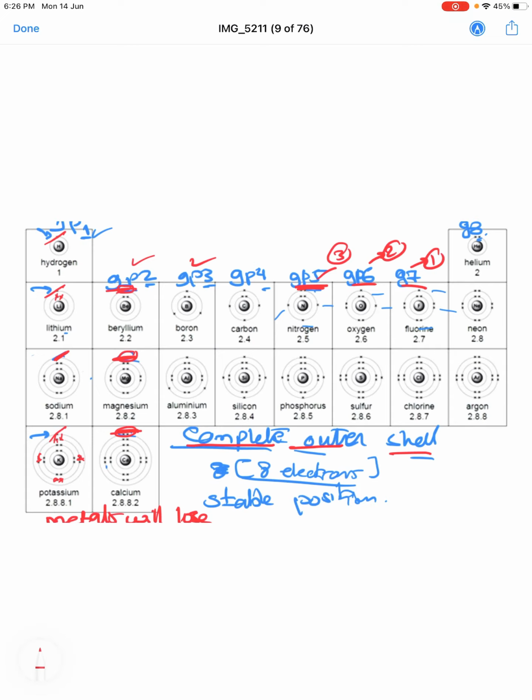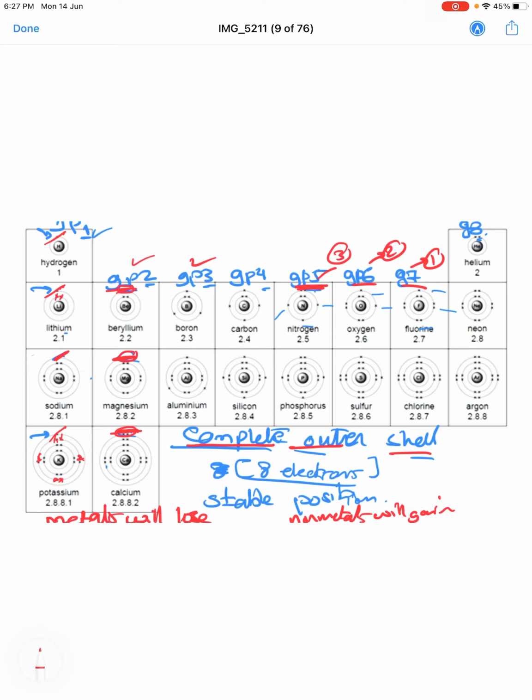Now, the big question: we said metals will lose and non-metals will gain electrons. The big question is, these electrons that the metals have lost from the outer shell, where are they going to go? They're not disappearing, right? Because according to the law of conservation, nothing can appear or disappear. So these electrons are not disappearing. They're actually moving from the metals to the non-metals.